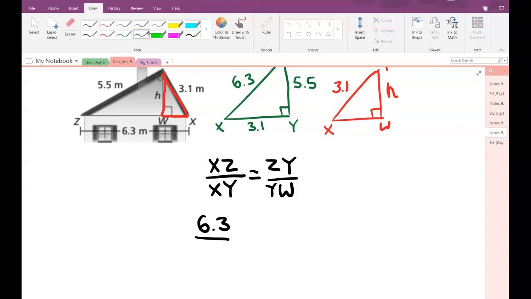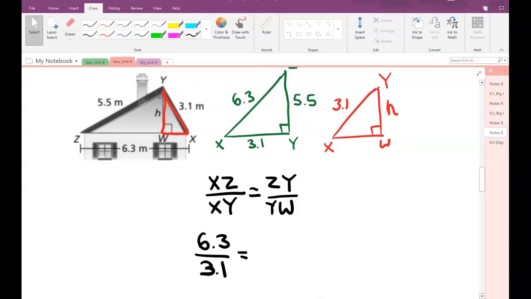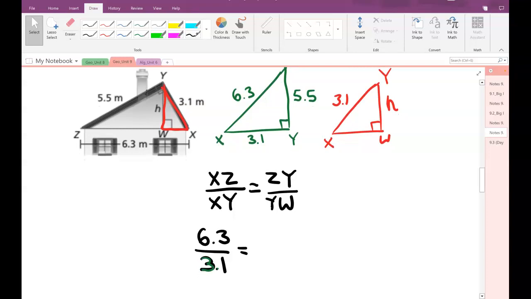So making sure that you're using the right one. XY is 3.1. I guess it doesn't really matter because they're the same actual length. 3.1. So ZY, this is talking about our green triangle. This would be 5.5. And this is over YW. That's H, what we're trying to find.